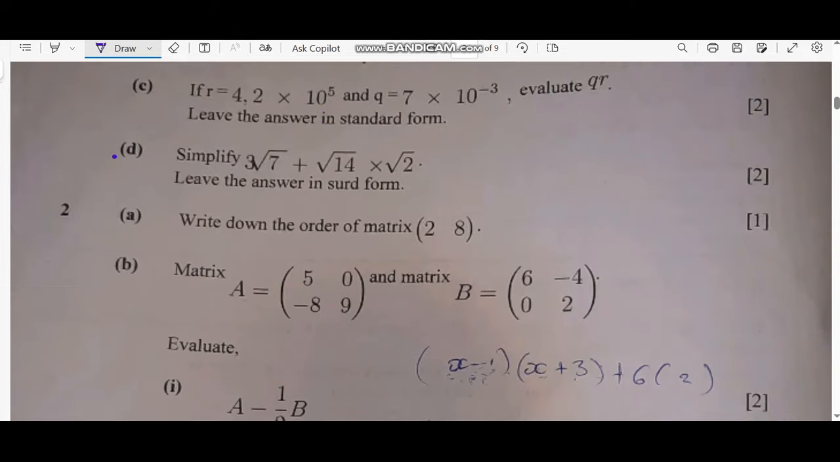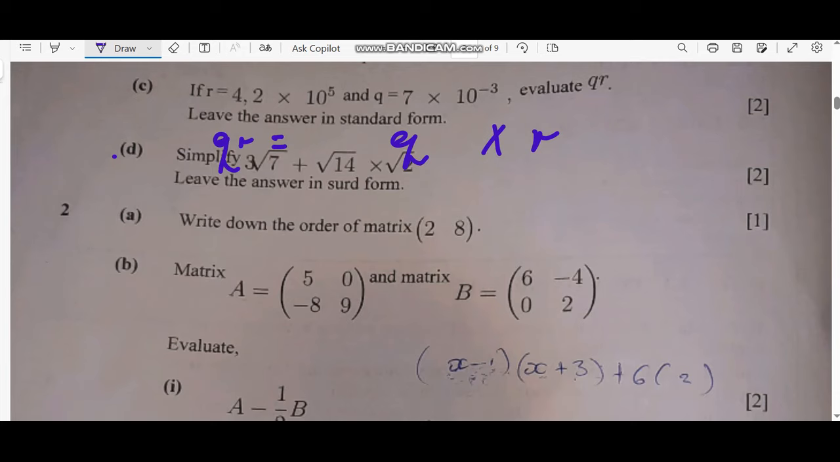Then the next question, still working on number 1, is part C. If R is equal to 4,2 times 10 to the power of 5 and Q is 7 times 10 to the power of minus 3, calculate QR. This is standard form, and they are saying leave your answer in standard form. So for QR, you must understand the meaning of QR. QR means Q times R, which means the standard form representing Q times the standard form representing R.